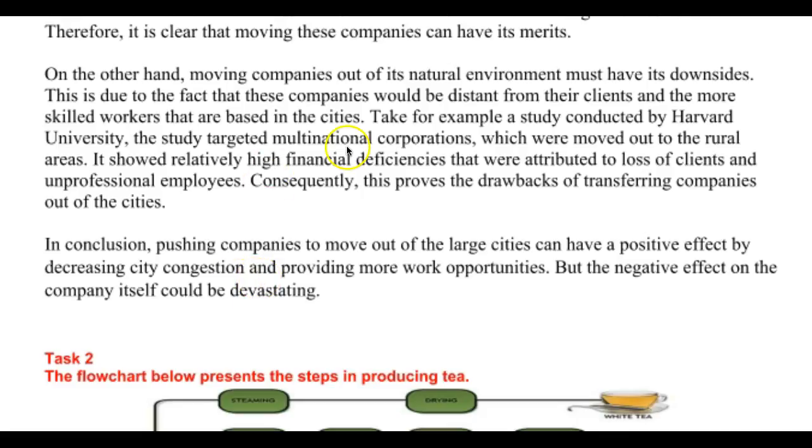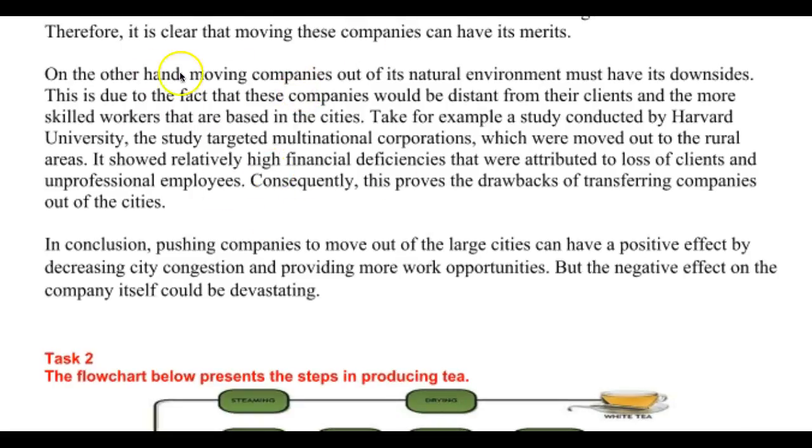The study targeted multinational corporations which were moved out to the rural areas. It showed relatively high financial deficiencies that were attributed to the loss of clients and unprofessional employees. Consequently, this proves the drawbacks of transferring companies out to the cities. Wow, fantastic. Wow, that was genius. Well done. That's really, really good.